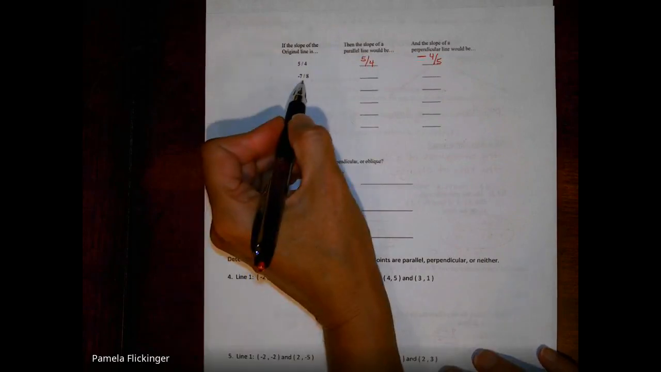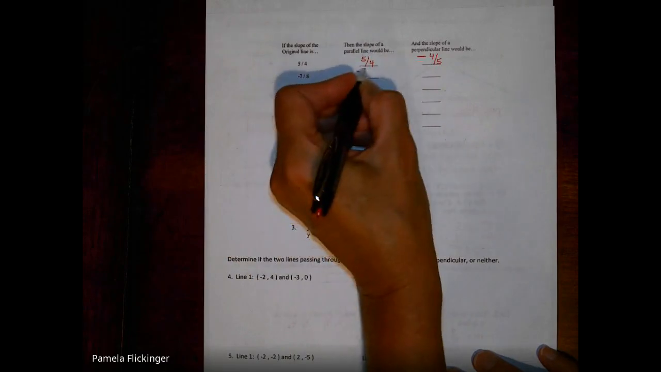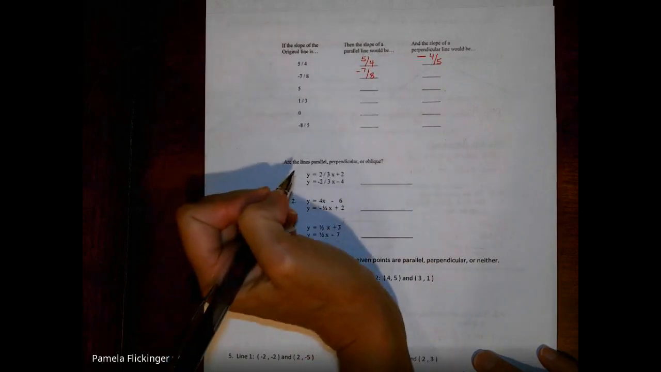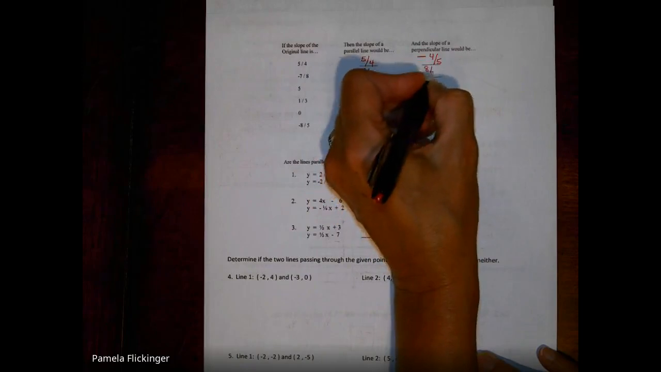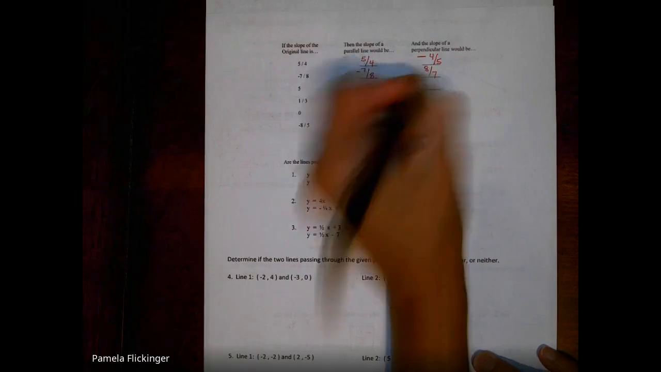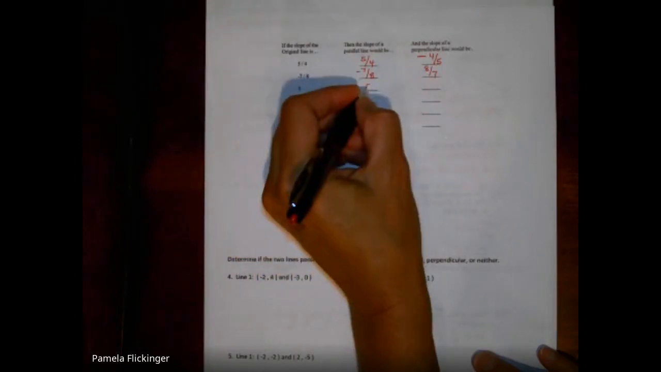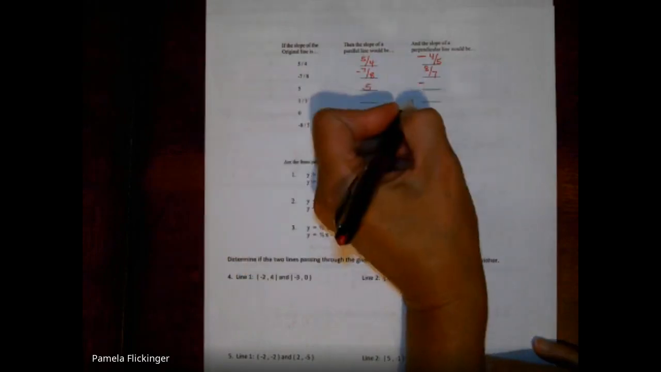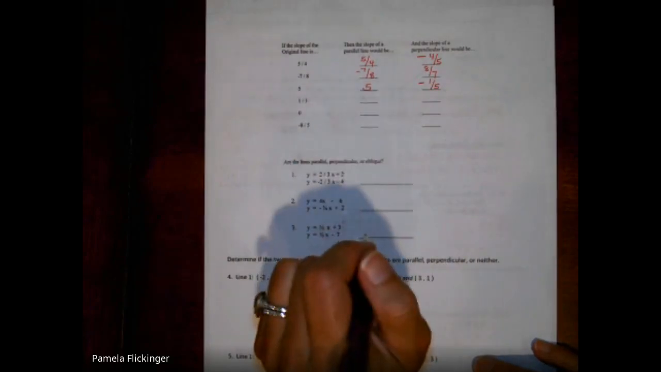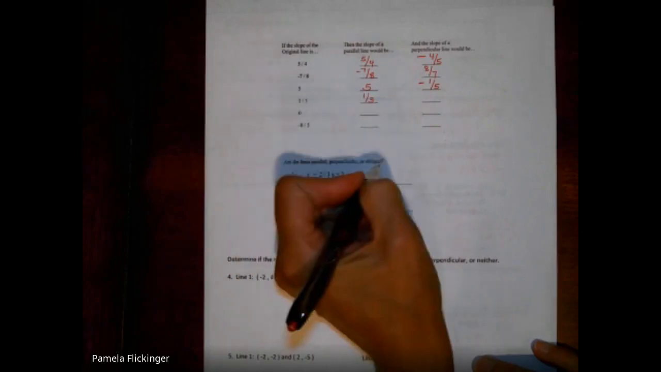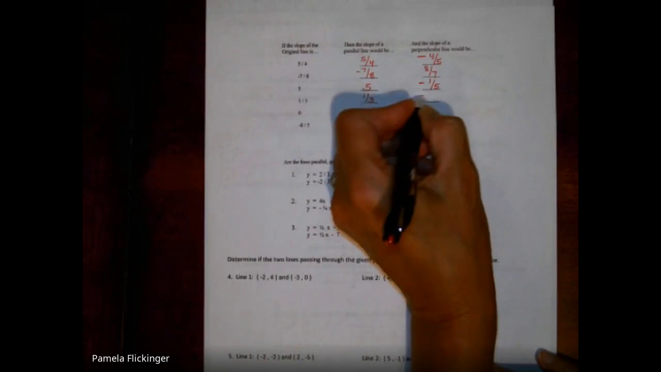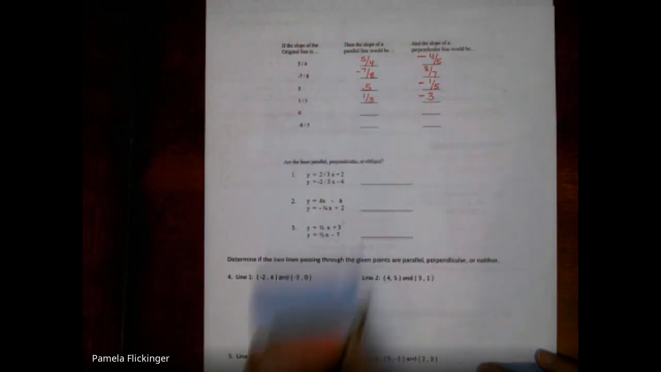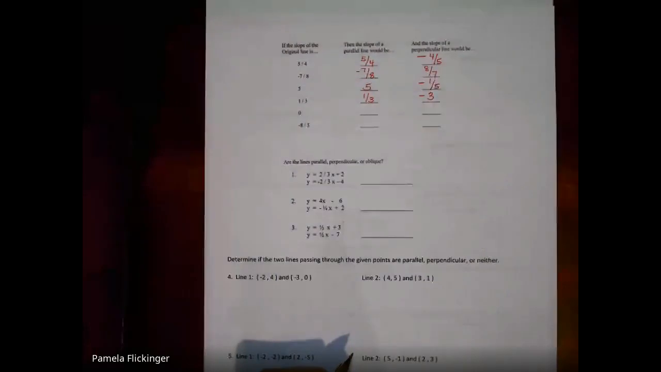If the original slope is negative 7/8, then a parallel slope is exactly the same, negative 7/8, and the perpendicular is a positive 8 over 7. Original slope of 5, parallel is the same, 5. Perpendicular would be a negative, and then we would make it 1 over 5, because this is like a 5 over 1. 1/3, parallel stays the same, 1/3, and then the perpendicular slope would be a negative 3 over 1, but we don't write fractions and leave them over 1, so it's just negative 3.